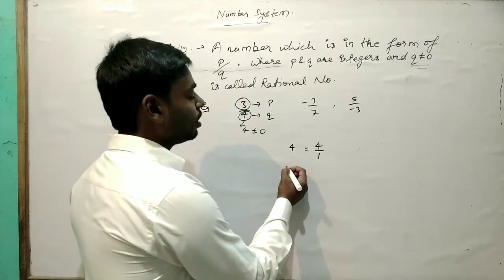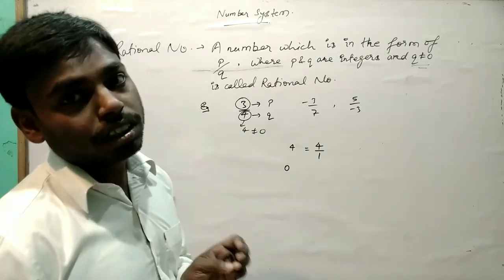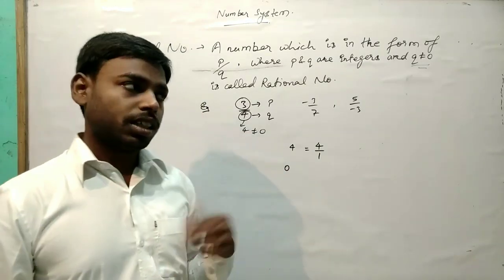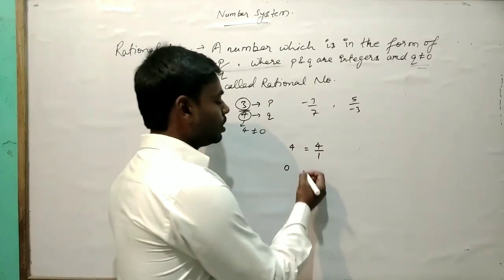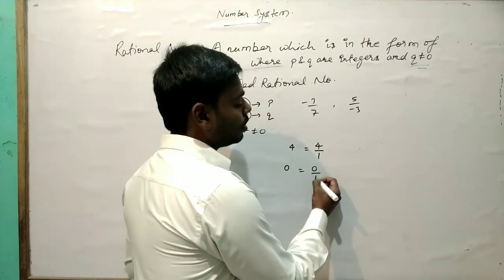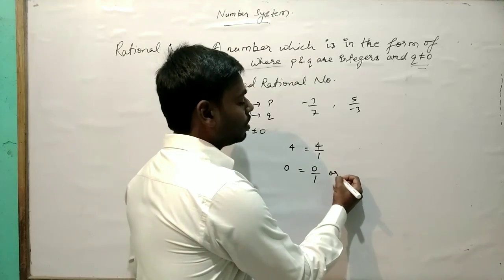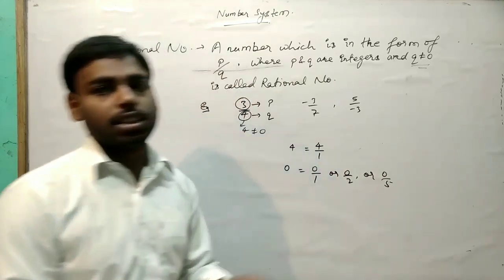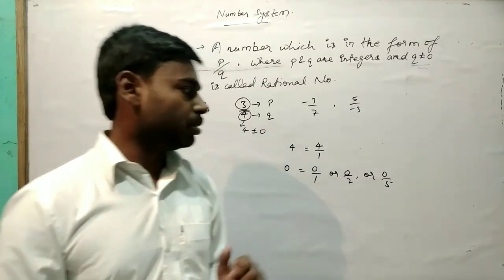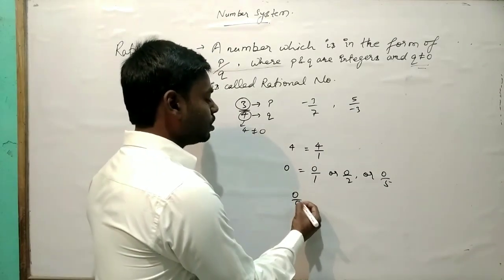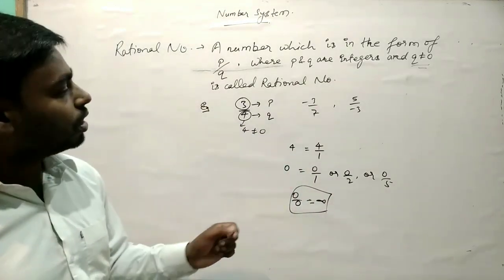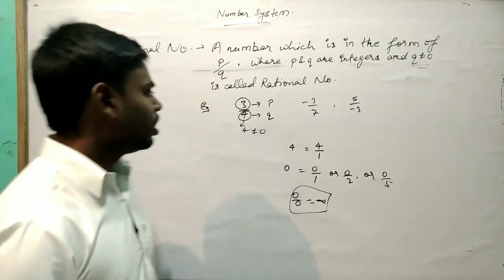Okay, next we see 0. Is 0 a rational number or not? Yes, 0 is a rational number because it can be written as 0 by 1 or 0 by 2 or 0 by 5, 0 by anything except 0, because 0 by 0 is an undefined term, so it cannot be defined.